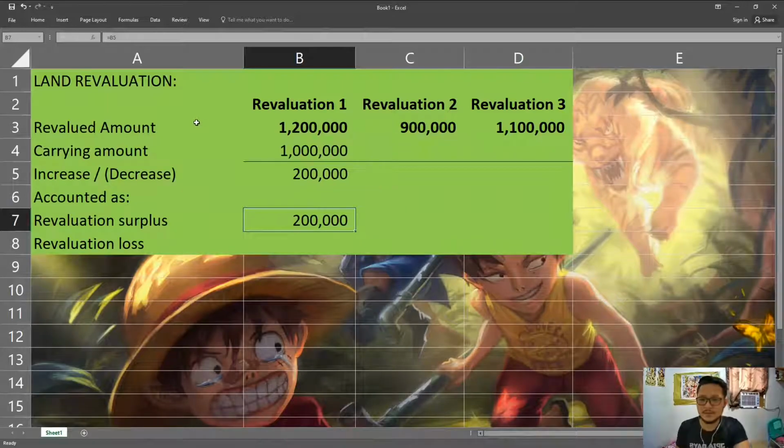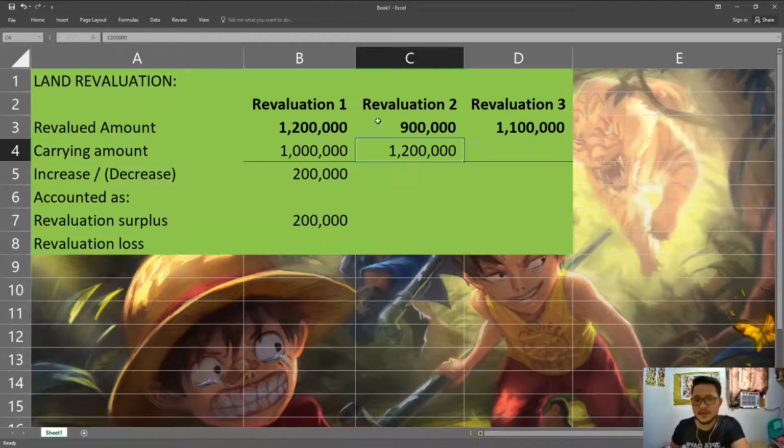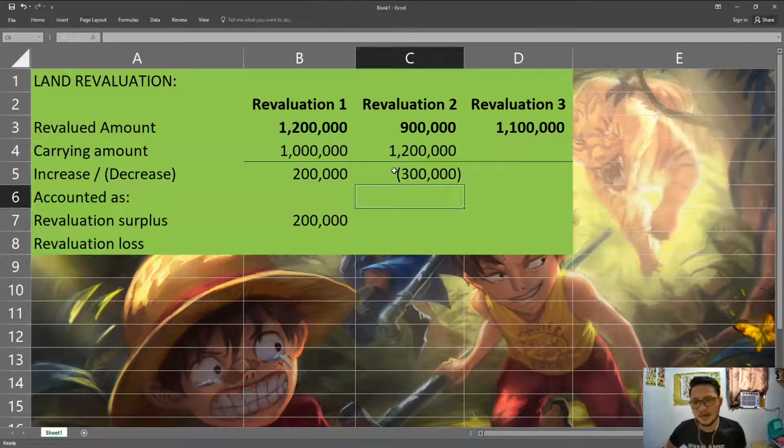Second time revaluation. So, 900,000 ang revalued amount. Magkano na ang carrying amount natin? This time, ang carrying amount is already 1,200,000, right? Kasi po, last year, nag-revalue tayo. Okay? 1,200,000, which means na meron tayong negative 300,000 or a revaluation decrease of 300,000. How is it accounted for? A revaluation decrease is accounted first as reduction in any surplus. And if there is still any amount remaining, that will be revaluation loss na. So, bawasan mo muna si surplus until such time na ma-exhaust siya. Pag maubos na ang surplus, dun ka lang magre-recognize ng revaluation loss.